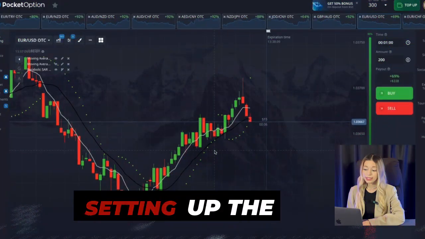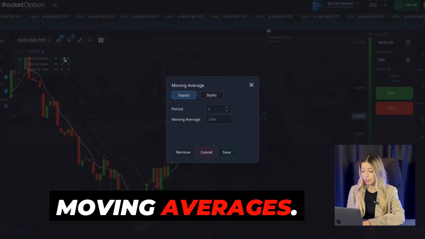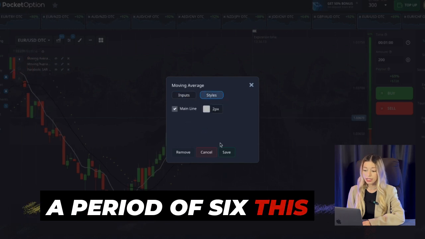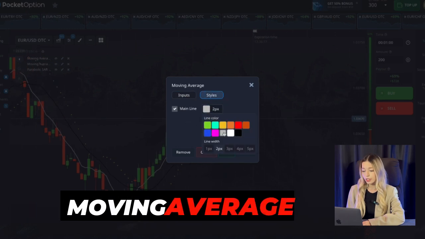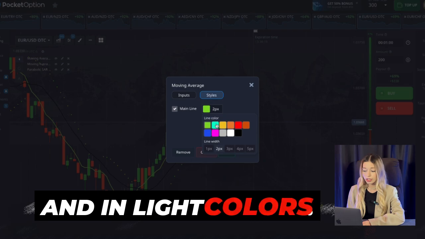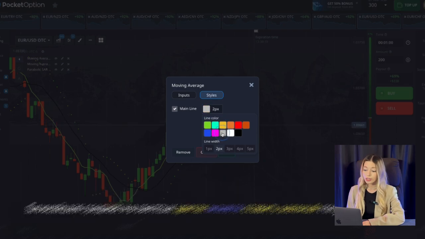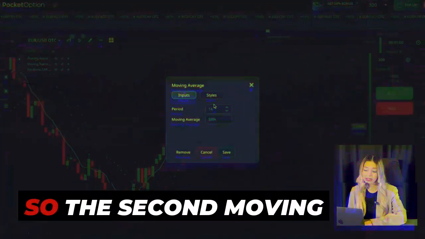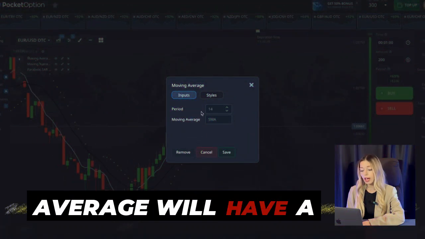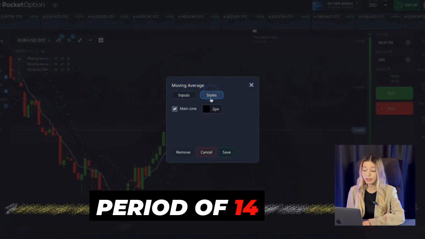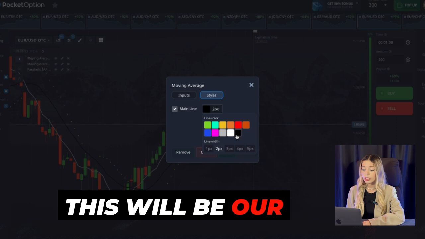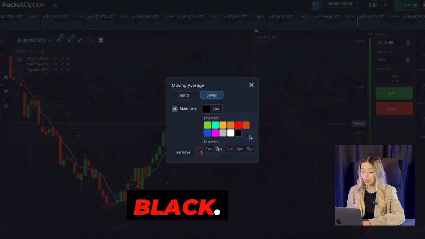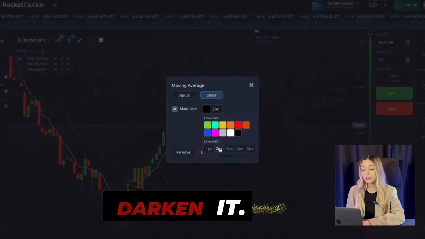Let's start by setting up the moving averages. The first one will have a period of 6. This will be our first moving average and in light colors. You can choose green, light blue, yellow, doesn't matter, just make sure it's light. So the second moving average will have a period of 14. This will be our slow moving average and I will set it to black. Okay, you can also darken it.